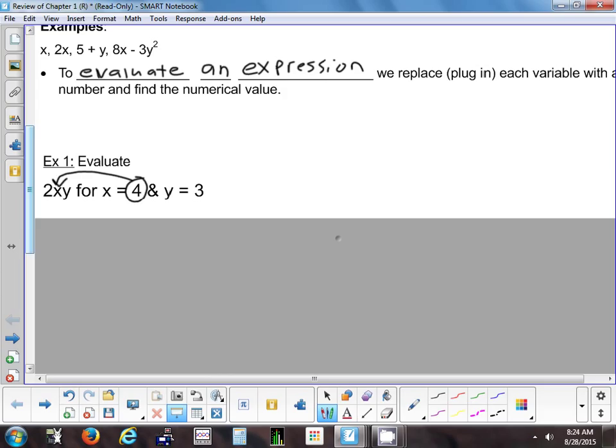Okay. What about for y? What are we going to plug in for that? Yep, Maria? 3. That's the very first step to evaluate. Take all the letters, replace them with numbers.